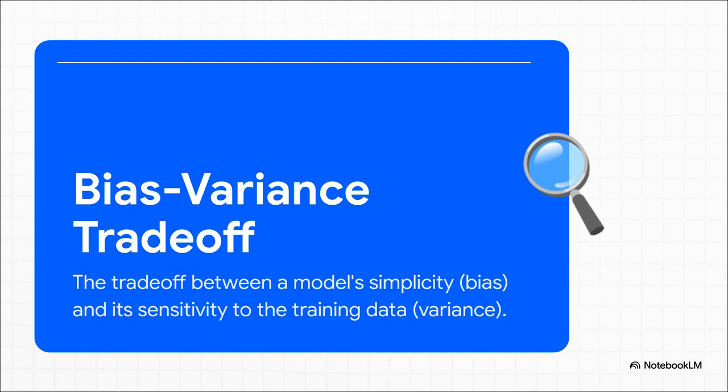Bias is when your model is too simple. It just can't capture the true patterns in the data. Variance, on the other hand, is when your model is too complex. It starts learning all the random noise in your training data and can't generalize to anything new. The goal is to find that perfect sweet spot, right in the middle.